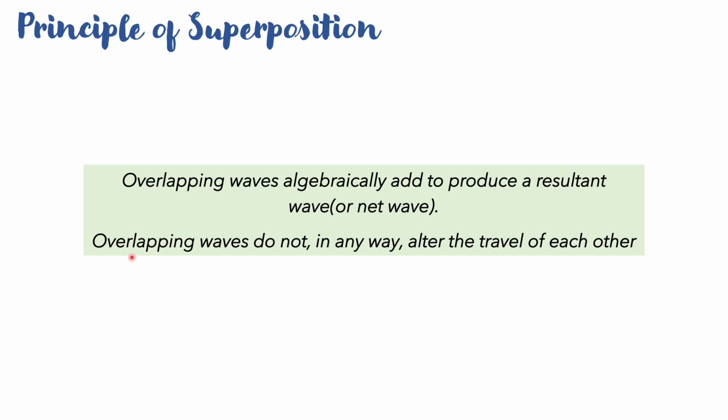And second, the overlapping waves do not in any way alter the travel of each other. So both waves will keep on traveling as they were. They are only superimposed with each other when they come in contact or cross at one point, but they keep on traveling unaltered. In the region where they overlap, they will produce a resultant wave, but after that, they will separate from each other.